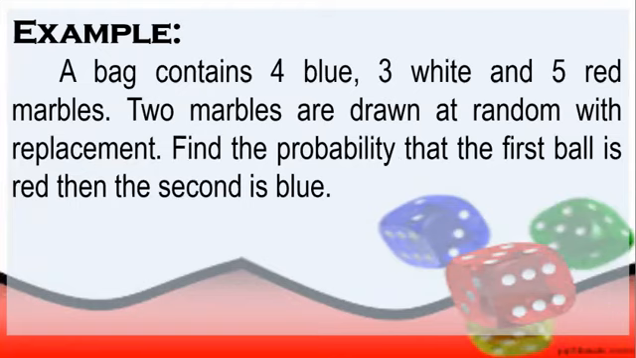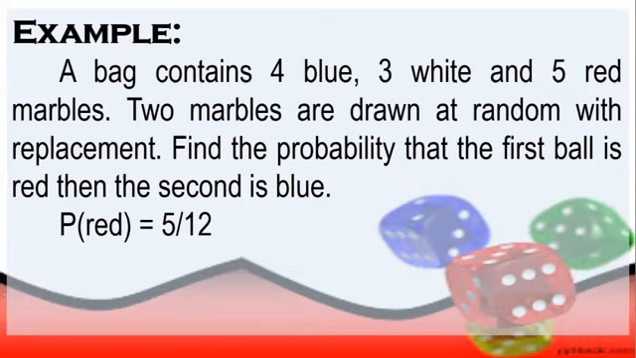Kagaya po ng ginawa natin in our previous lesson, identify na po natin siya kung siya independent. So this is an independent event, kaya po ang gagamitin natin as is yung multiplication lang po ng probability ng A at B. Then, identify po natin yung probability ng red. So unahin po natin yung probability ng red.